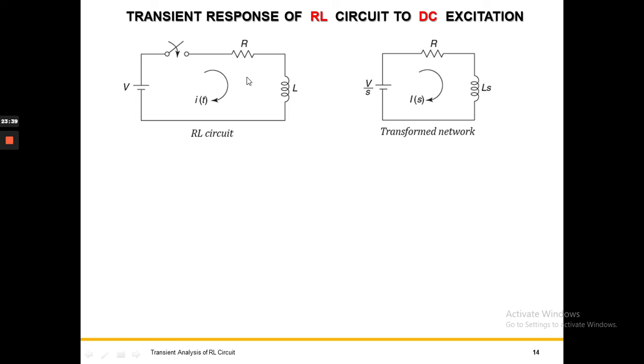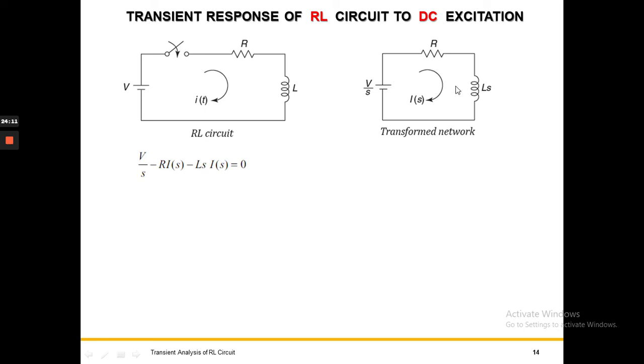Before closing the switch, there is no loop current, so the initial current through the inductance will be 0, unless otherwise stated. In some problems you will be given an initial current through the inductance. Then you have to take that initial current value and have an independent voltage source or independent current source in the equivalent circuit. Whenever there is no initial current through the inductance, you can replace that inductance with L into s.